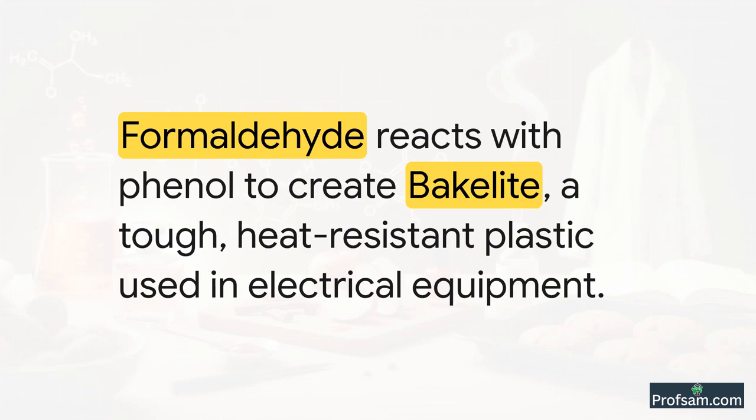Okay, our first stop is the resins and plastics department. Here, the star worker is formaldehyde, a simple aldehyde. When it reacts with another chemical called phenol, it produces bakelite. Now, this was one of the very first synthetic plastics ever made, and it is incredibly tough and heat-resistant. You can still find it in old electrical switches and the handles of kitchen utensils.